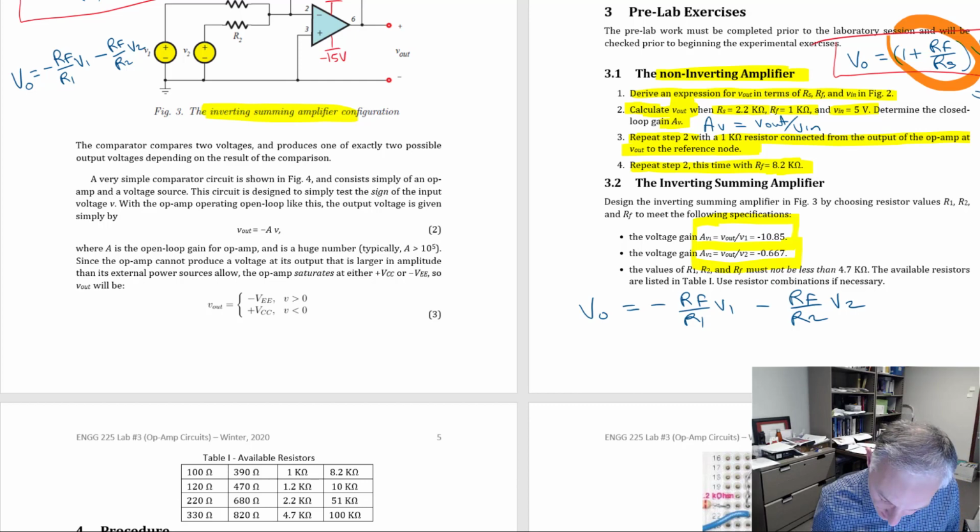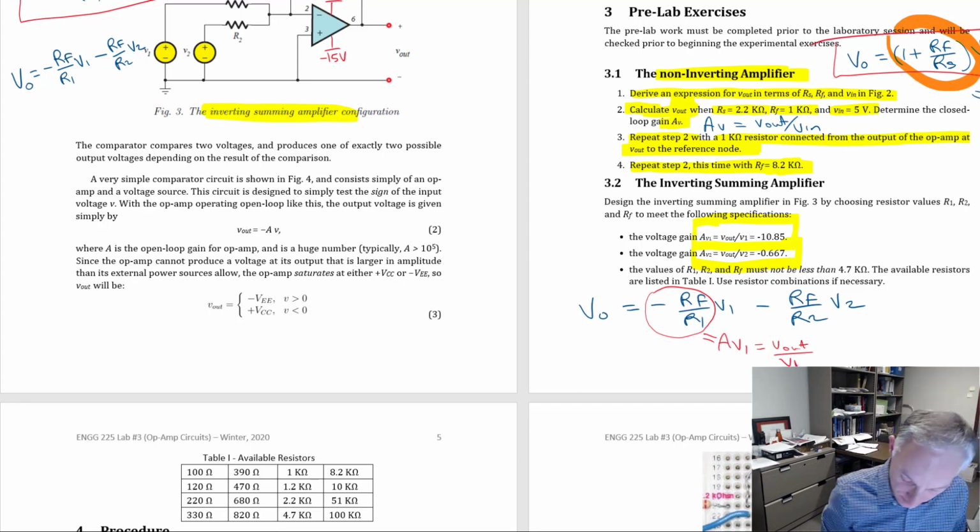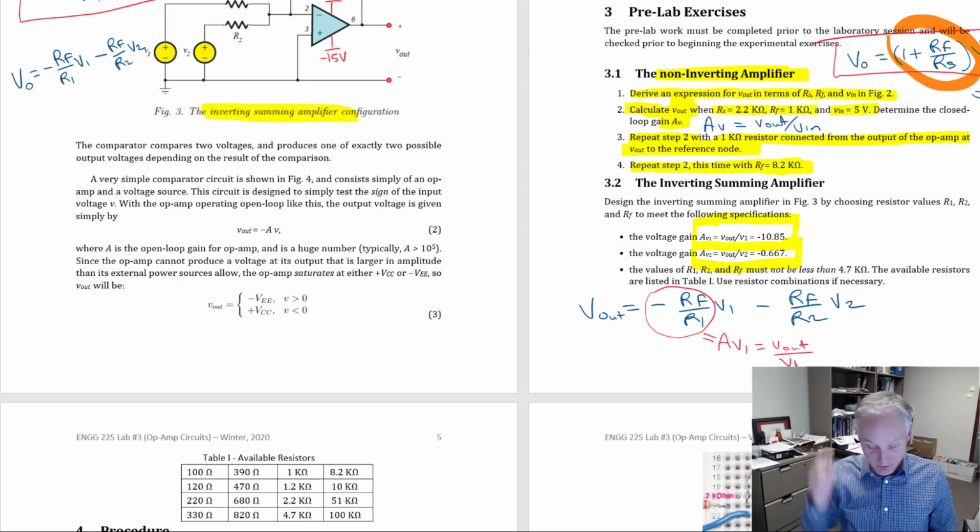So this right here, this part is equal to AV1. You can imagine that's V out divided by V1. Okay? Just like it says in the formula, V out divided by V1. And we could say that's V out. Maybe that makes it a little bit more clear.